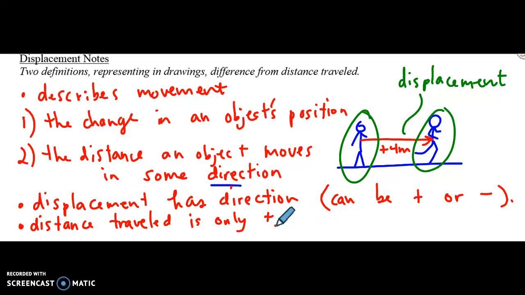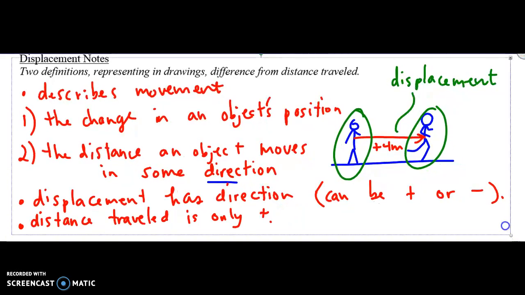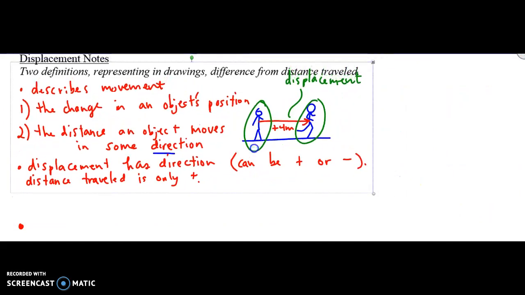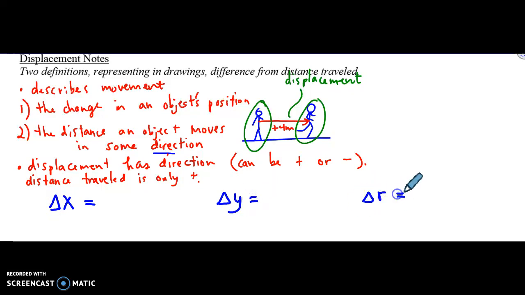So what are the variables that we use to describe displacement? Let's make this a little smaller. If displacement is the change in position, well, we know what change is, that's delta, and we know what position is. Here's how we write displacement. We could write the change in x position or horizontal position. We could write displacement as the change in vertical position, or we could write it as the change in general position r. In each case, we take final value minus initial value. Final minus initial.